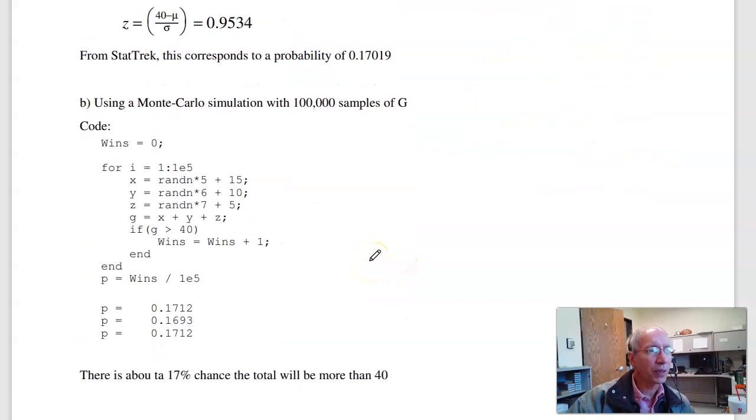I can repeat using Monte Carlo. Add 3 random variables together. If the total is more than 40, count it. If I run that 100,000 times, it's 17.1%, 16.9%, 17.1%, basically what we're calculating. So that is homework set number 8 for ECE 341.